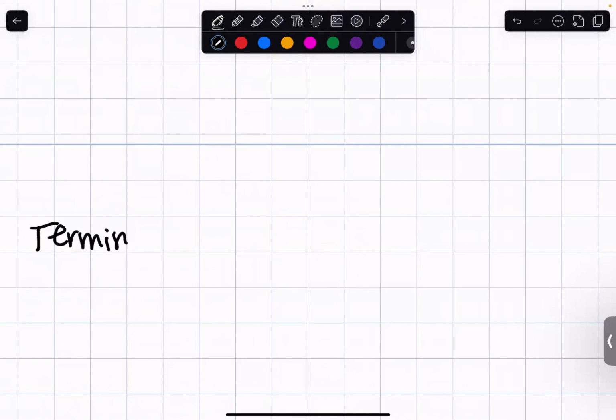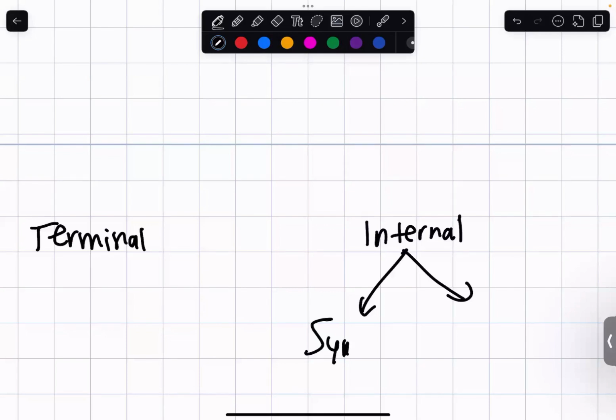Terminal alkyne, symmetrical, and then there's internal alkyne. But there's 2 types of internal alkyne. There's a symmetrical internal alkyne, and there's an asymmetrical internal alkyne.